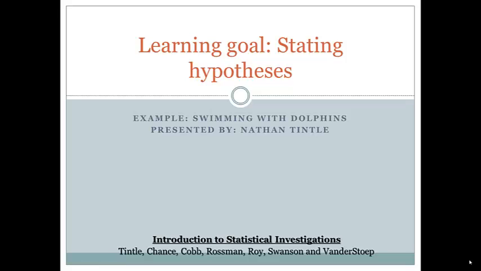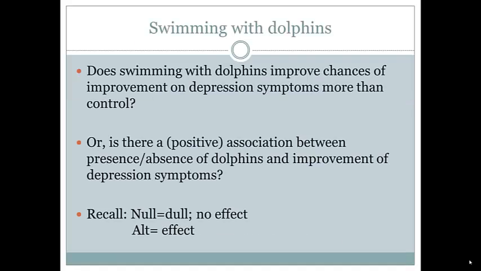In this Learning Goal video, we will talk about how to state hypotheses when we're looking for evidence of association between two categorical variables. We will use the Swimming with Dolphins dataset to talk about this learning goal. Researchers were interested in knowing whether swimming with dolphins improved chances of improvement on depression symptoms more than a control group. Another way of asking this question is, is there evidence of a positive association between the presence of dolphins and improvement on depression symptoms?